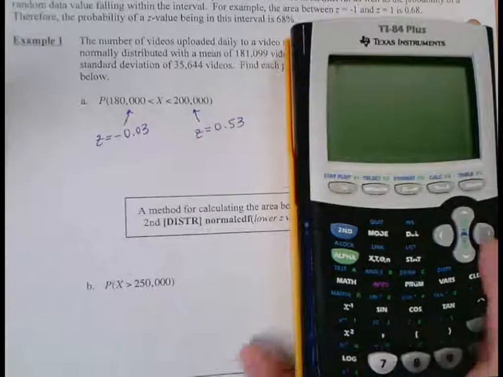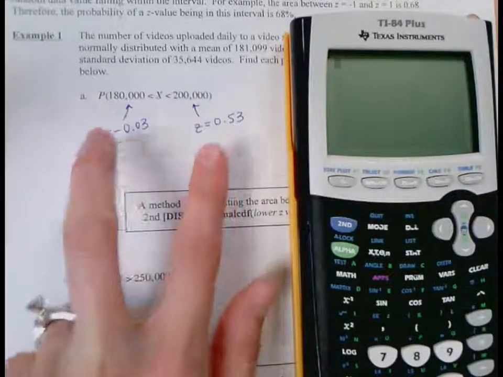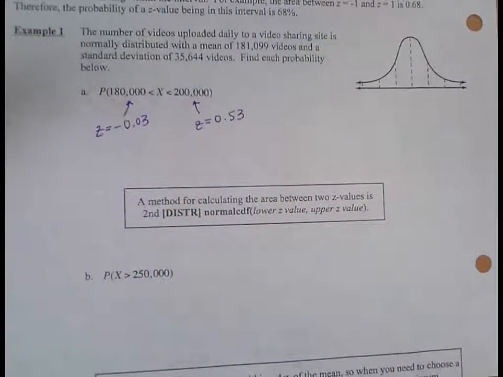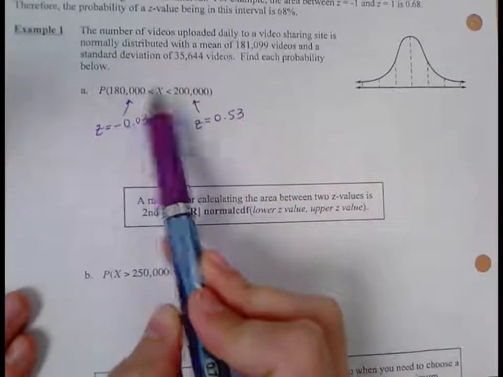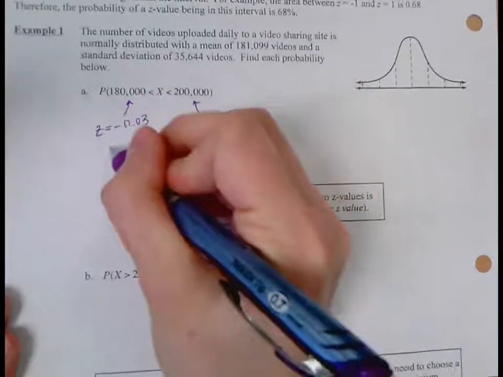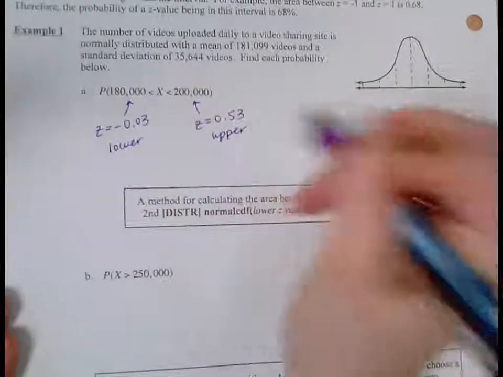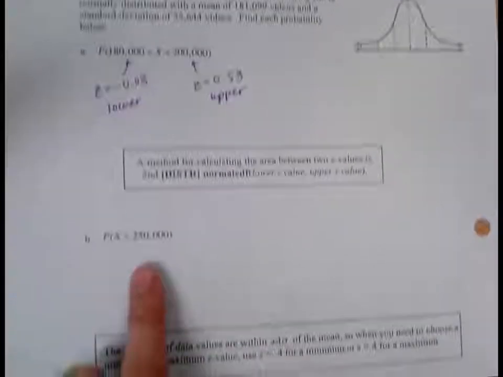Okay, so here's what you do. Once you determine that you need to find the z-values, you always need a lower z-value and an upper z-value. So in this case, because we did have two different x values that our probability was in between, obviously this lower z-value would be our lower, the 0.53 would be our upper. I'm going to talk more about that in example B because there's only one x value used in that probability.